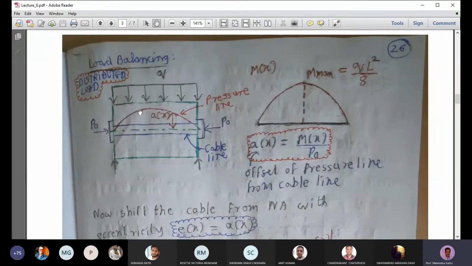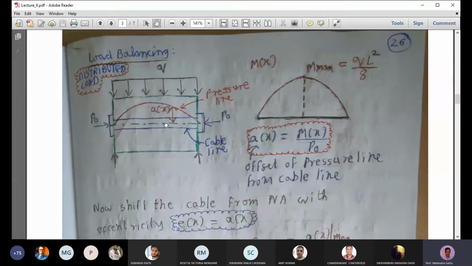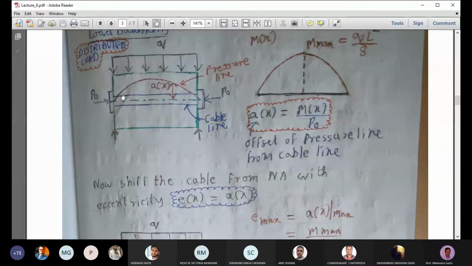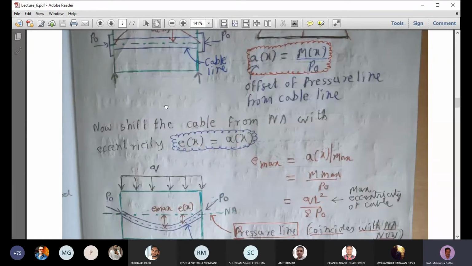So the resultant force at any given cross section will act at that pressure point, and it will compress the beam. What we want to do now is load balancing. So instead of providing a straight cable, we will provide a curved cable. We'll give a curvature to the cable. Instead of the tendon being straight, we'll give a curved tendon. That curved tendon will look like this.